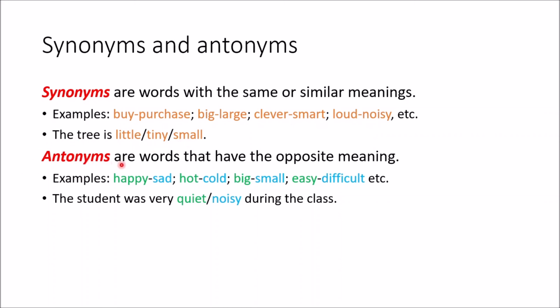Antonyms are words that have the opposite meaning. So if we have happy, the antonym is sad. Hot, cold. Big, small. Easy, difficult, etc. The example, the student was very quiet during the class, if substituted by the antonym, makes a completely opposite meaning of the sentence. We say the student was very noisy during the class.